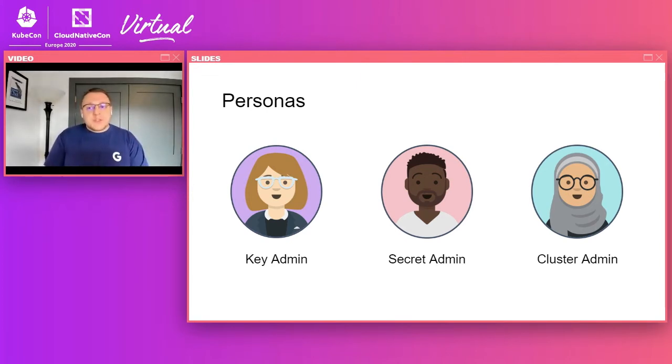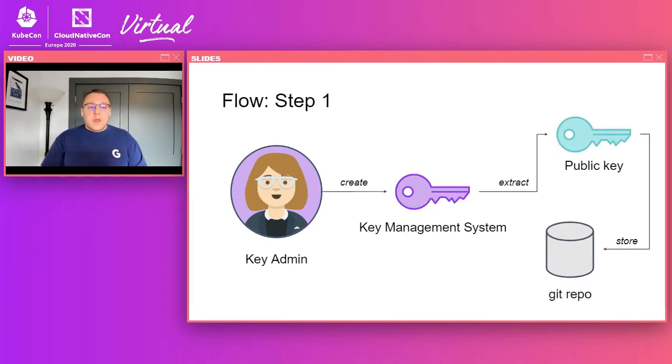Just like we have three personas, there are actually three steps to this process that we describe here today. In the first step, the key admin creates an asymmetric key pair, usually in a key management system. They then download and extract the public key and put it in a Git repository or give it to someone else to put in the Git repository. This key will be used to encrypt the secrets. But remember, this is the public key portion. The secret is encrypted with the public key, but it can only be decrypted using the private key, which is still stored in the key management system.